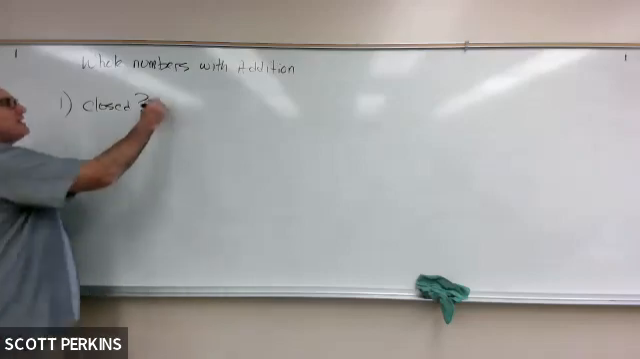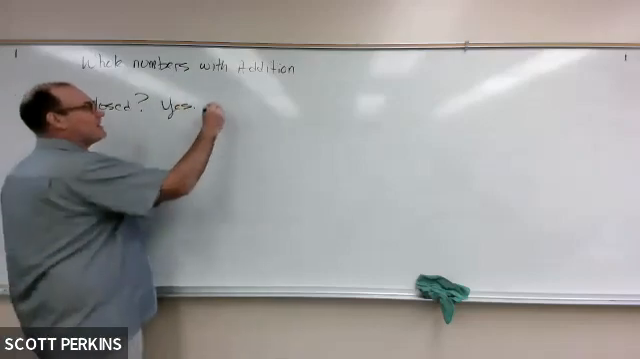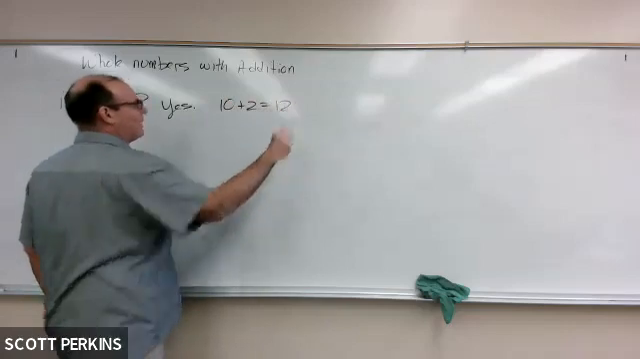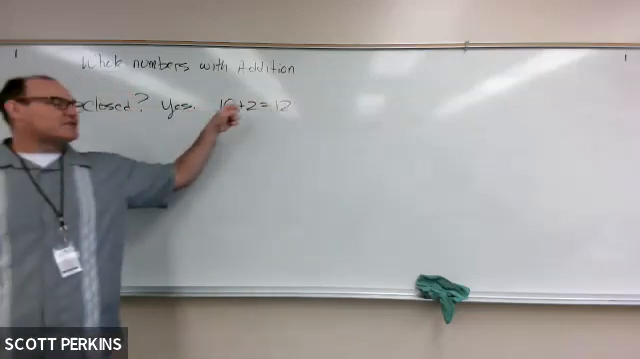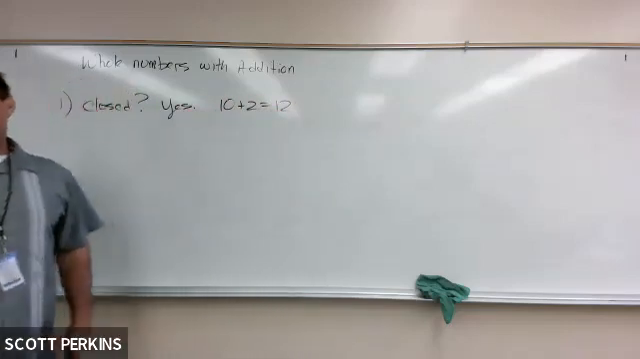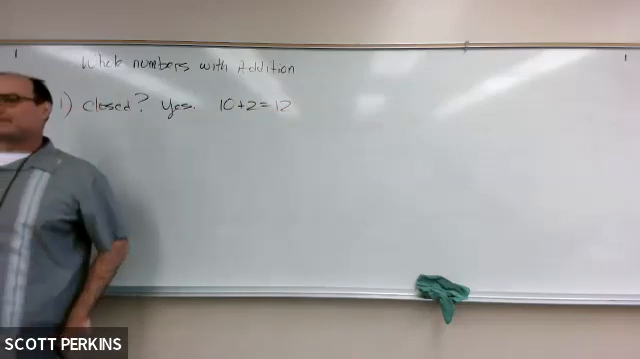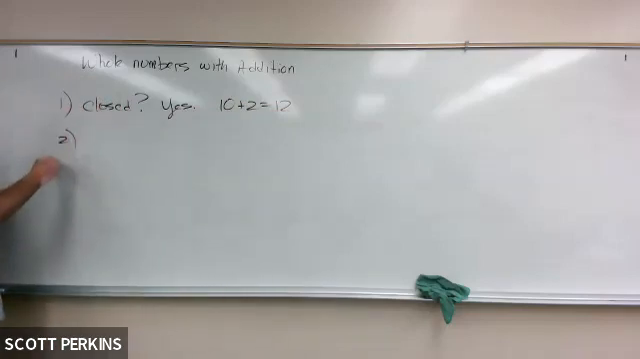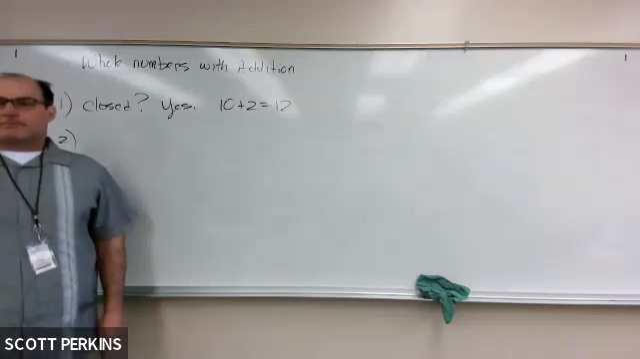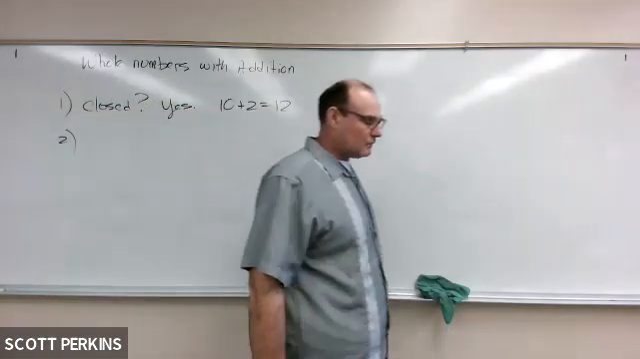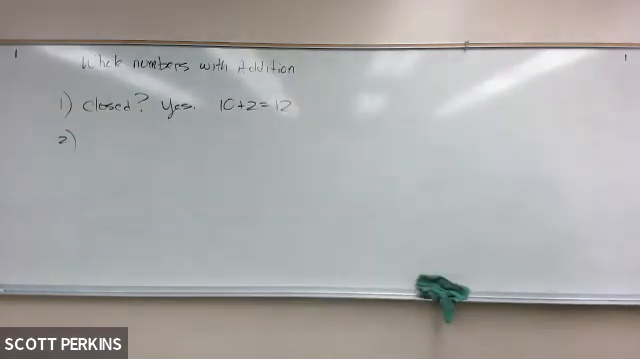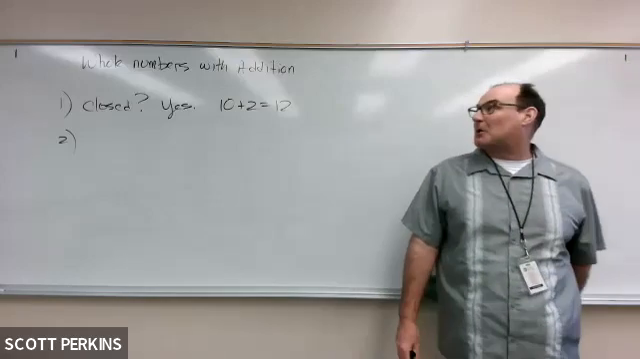So is it closed? The answer is yes. And here's a quick example. 10 plus 2 equals 12. Yes, I picked two whole numbers and I got another whole number. That's always going to happen. It's closed. And if you need to make yourself a little note, the note would be to go back to example 5. Example 5 is where we talked about that in a little more detail: the whole numbers being closed under addition.